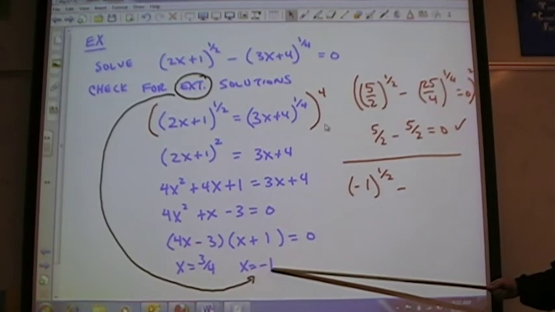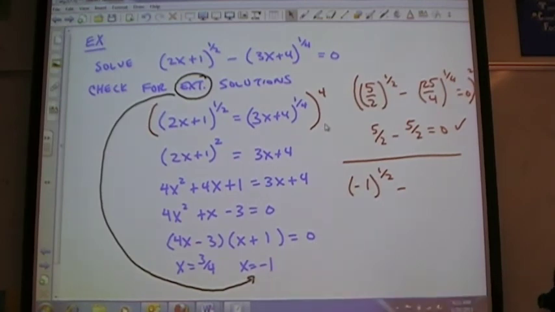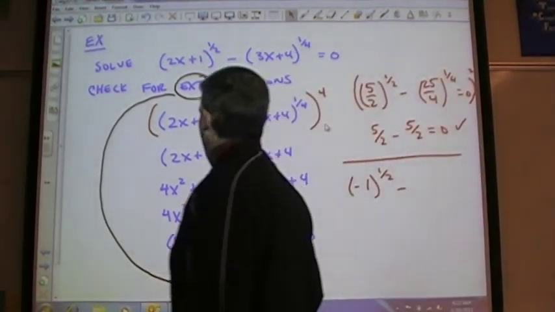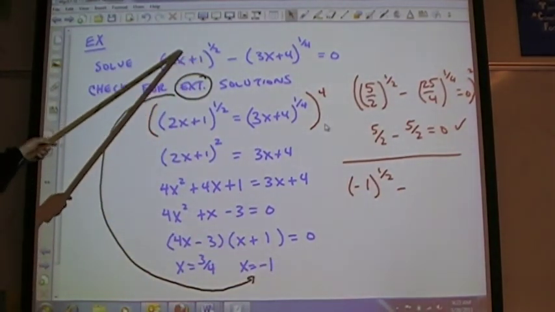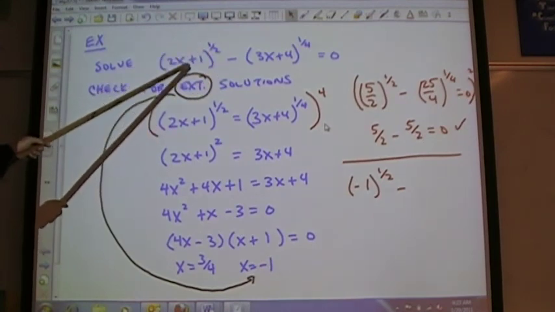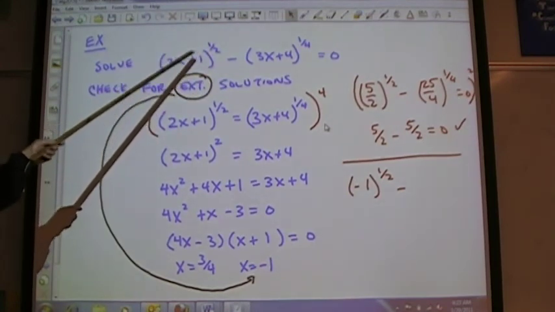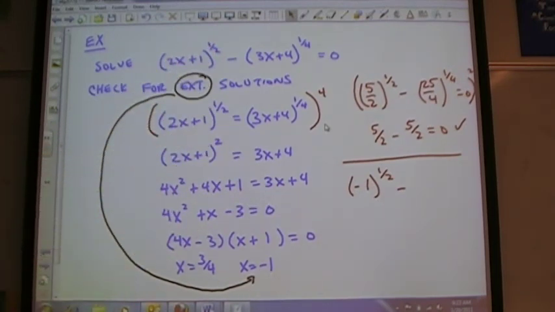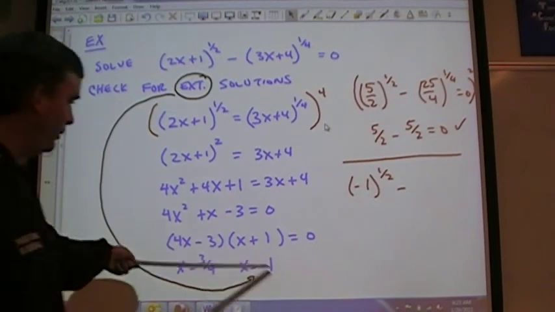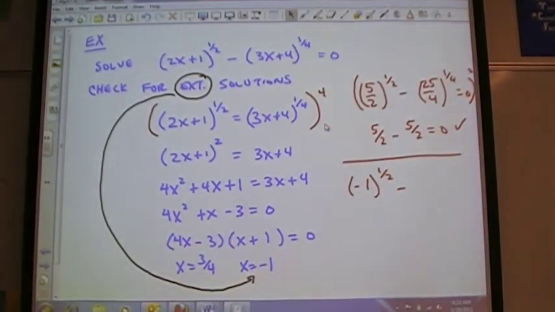-1 ended up being extraneous because, does anybody see why? If I plug -1 in right here, what do you get in the parentheses? -1. And you can't raise a negative to the 1/2 power because that's the same thing as taking the square root of a negative number. That is why -1 is extraneous. But when you plug 3/4 in, you see over there to the right in red why that works. So the only solution is 3/4 and -1 is extraneous.